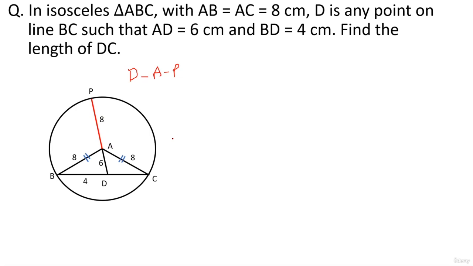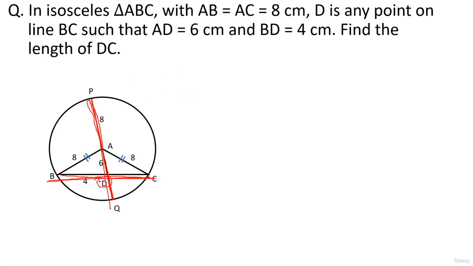In the same way, guys, I will extend AD towards the bottom of the circle so that AD extended meets the circle in Q such that A-D-Q, right? If you combine these two conditions, you have P-A-D-Q. This means PQ is a straight line, and A and D are lying in between them. Now I have a secant PQ, and I also have a secant BC. These two are meeting at a point D.